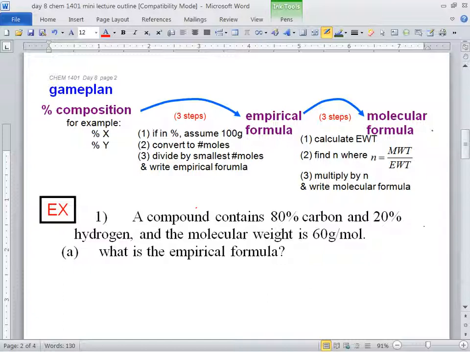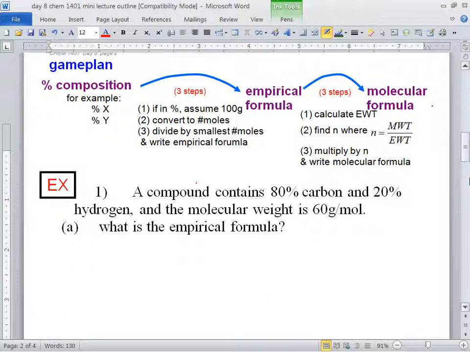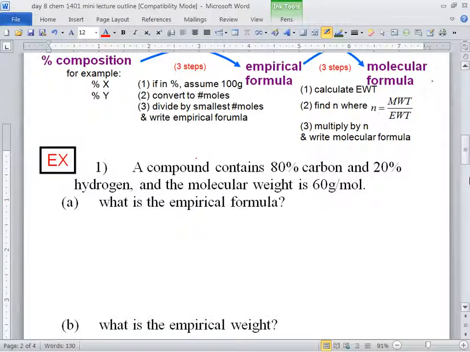So a compound contains 80% carbon and 20% hydrogen. And the molecular weight is 60, right? So do you see why they gave you all that stuff? Remember I told you they're going to give you this. And they already did. They said it was 60. All right? But that's way at the end. You don't need that to the very end. At the very beginning, you need those percents. See? So here they gave you those percents.